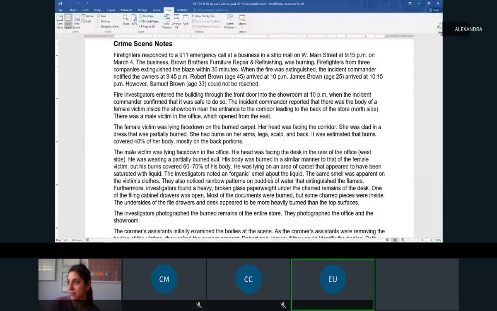The investigators noted an organic smell about the liquid. The same smell was apparent on the victim's clothes. They also noticed rainbow patterns on a puddle of water that extinguished the flames. Furthermore, investigators found a heavy broken glass paperweight under the charred remains of the desk.